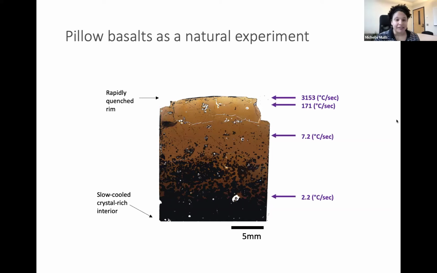We can use a half-space cooling model to calculate some average cooling rates that each of these points within the transect might have experienced. And from this calculation, we can see right away that this pillow basalt has experienced a wide range of cooling rates. So there's several orders of magnitude of differences in cooling rate in this pillow basalt, but the whole pillow basalt has the same composition. So this is a great natural experiment to isolate cooling rate while keeping composition constant.